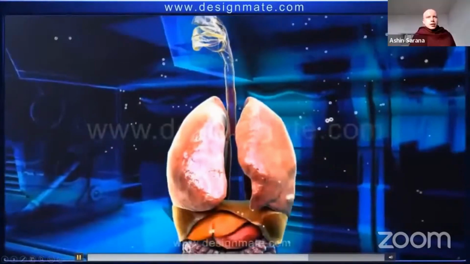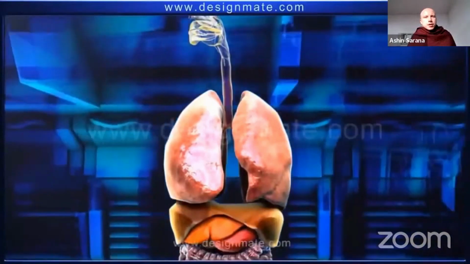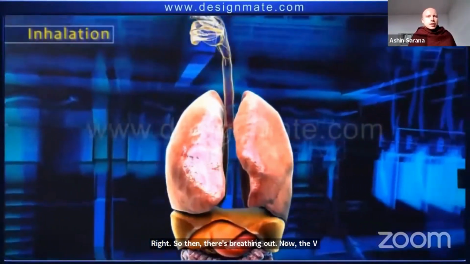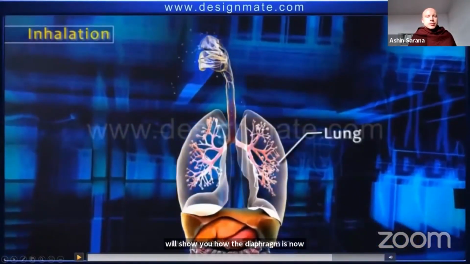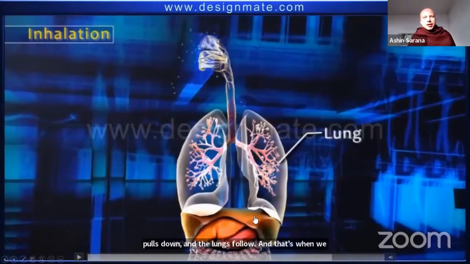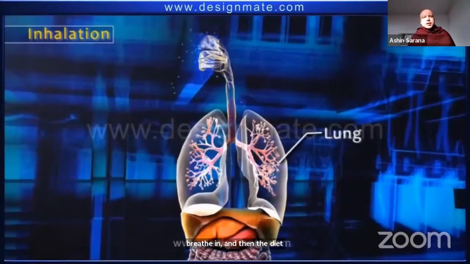All right, so then there's breathing out. Now the video will show you how the diaphragm is making the breathing process. So the diaphragm pulls down and the lungs follow, and that's when we breathe in. And then the diaphragm pushes up and contracts the lungs, and that makes breathing out.